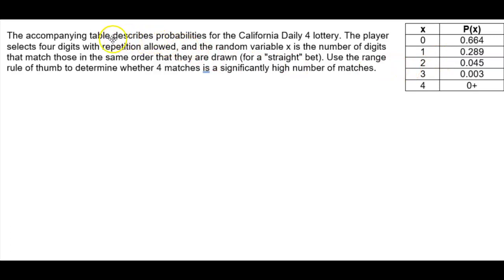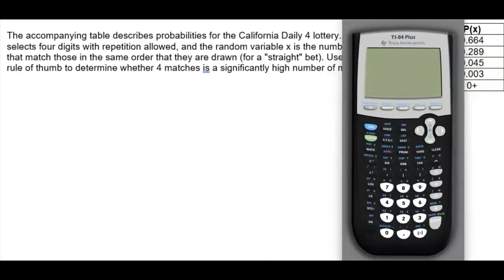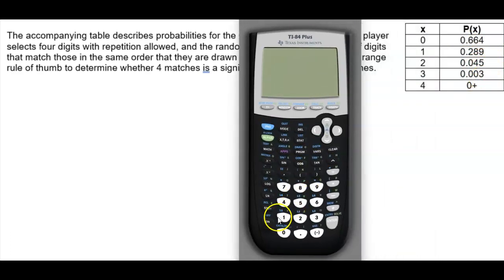Now, it already tells us that it describes probabilities for the California Daily 4 lottery, but just in case, we just need to look at this. We can see that this carries a numerical value, and those are probabilities that are in between 0 and 1. And then that 0 plus doesn't mean that it's 0. It means that there's a value that represents something that's not 0, but you can't fit it on there, right?